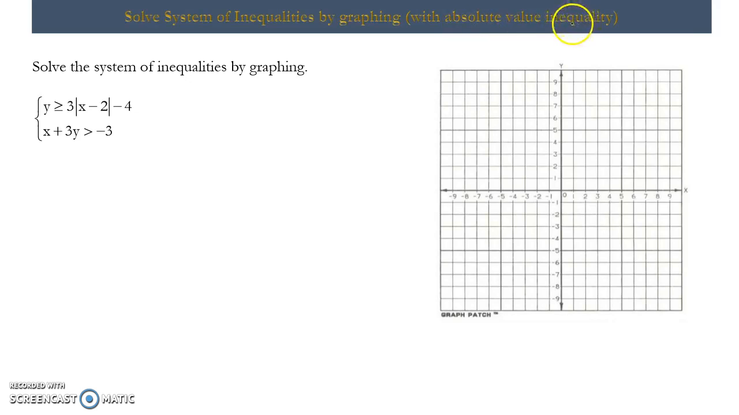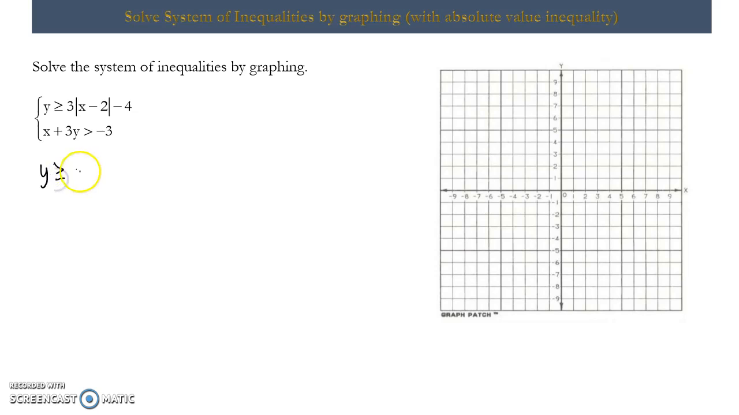So keep in mind, anytime it says solve the system of inequalities by graphing with absolute value inequalities, that includes shading. The shading part is a part of the graph. It's implied in the set of directions here. So make sure you look at these as two separate inequalities first. So we will start by splitting these up.